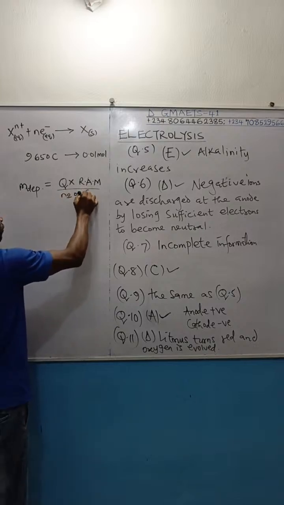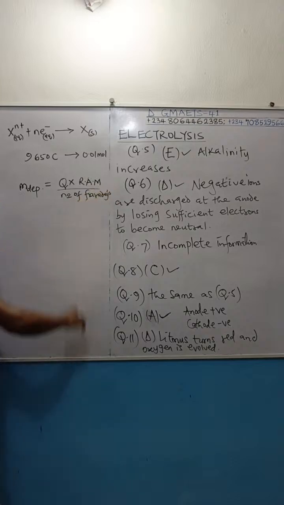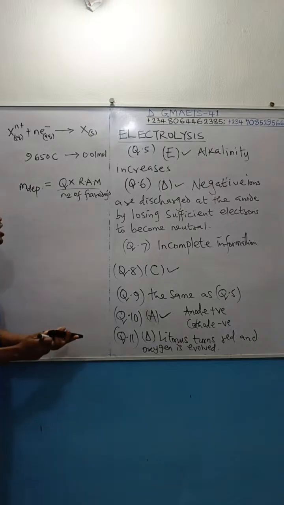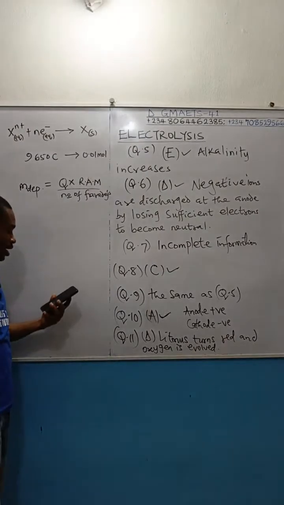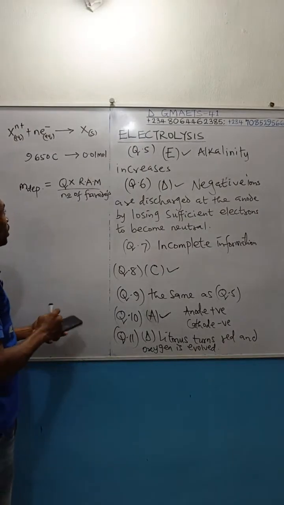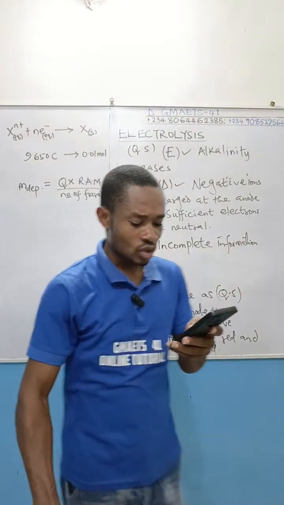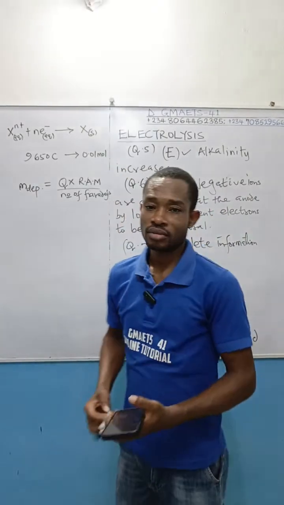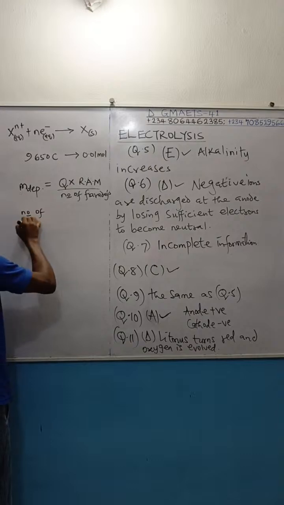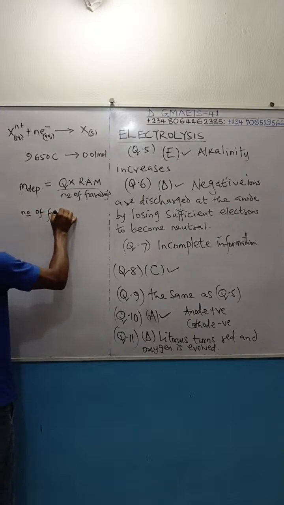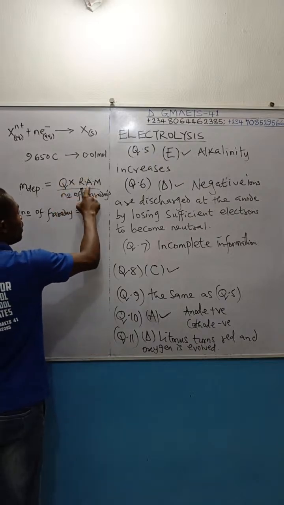The number of Faradays will tell us the valency. But the problem, like I said, is the fact that we were not given the relative atomic mass of the substance. But like I said, from here, the number of Faradays, from which we will get the valency, if you make it subject of the formula, is going to be quantity of electricity times relative atomic mass.